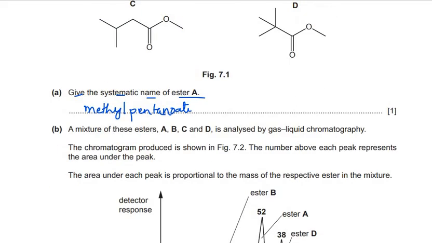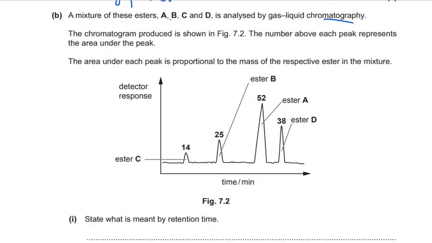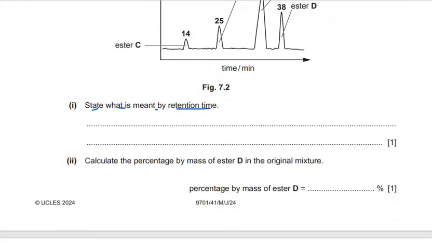Fine. A mixture of these esters A, B, C and D is analyzed by gas liquid chromatography. The chromatogram produced is shown in figure 7.2 and the number above each peak represents the area under the peak. Okay, here it's given the area under each peak is proportional to the mass of the respective ester in the mixture. State what is meant by the retention time. Now what is retention time?